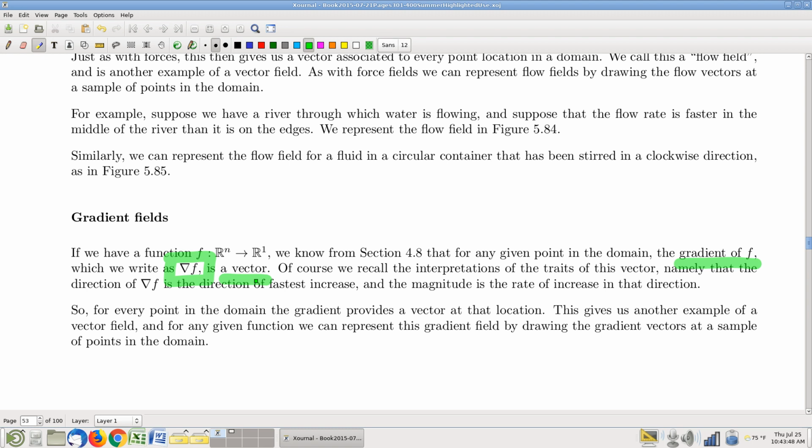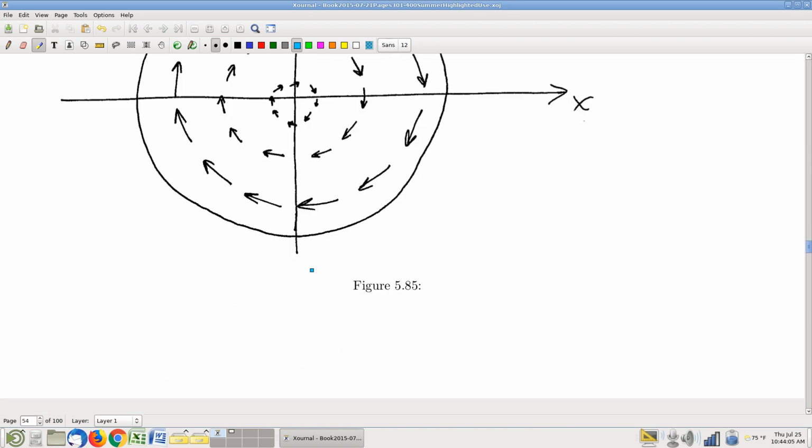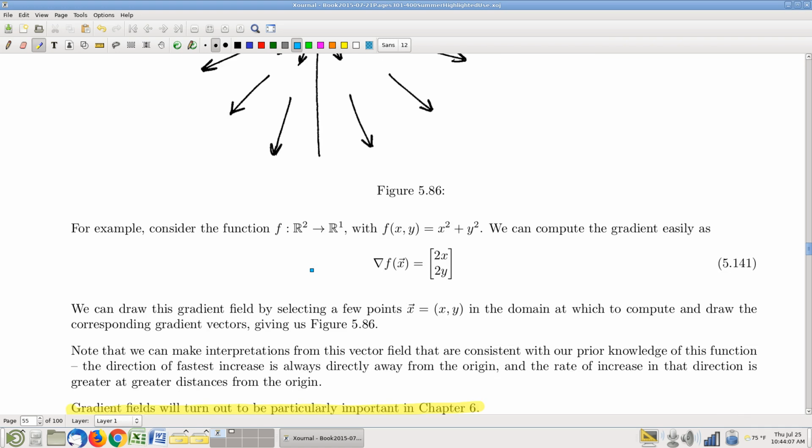So now let me extend that concept. Don't forget we get a gradient vector, one for each point in the domain. And so in fact, the gradient overall is actually a vector field. Right? So here's an example. Here is a real valued function of two variables. So real valued, two input variables.